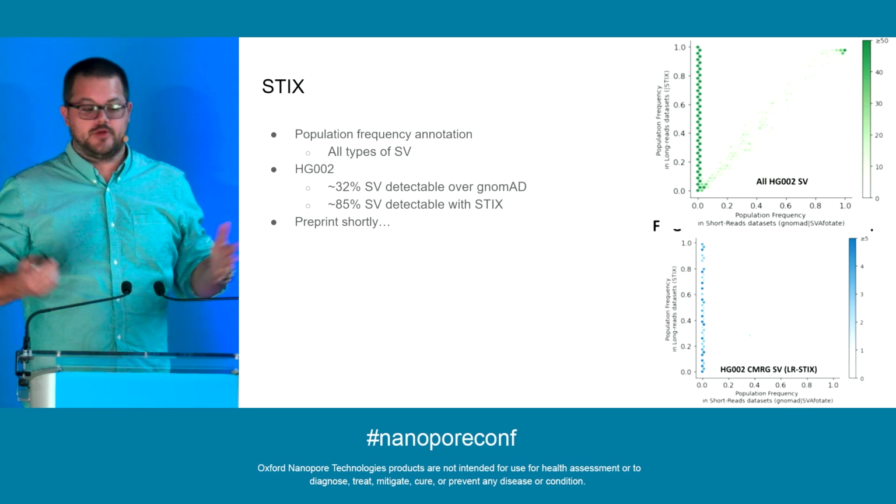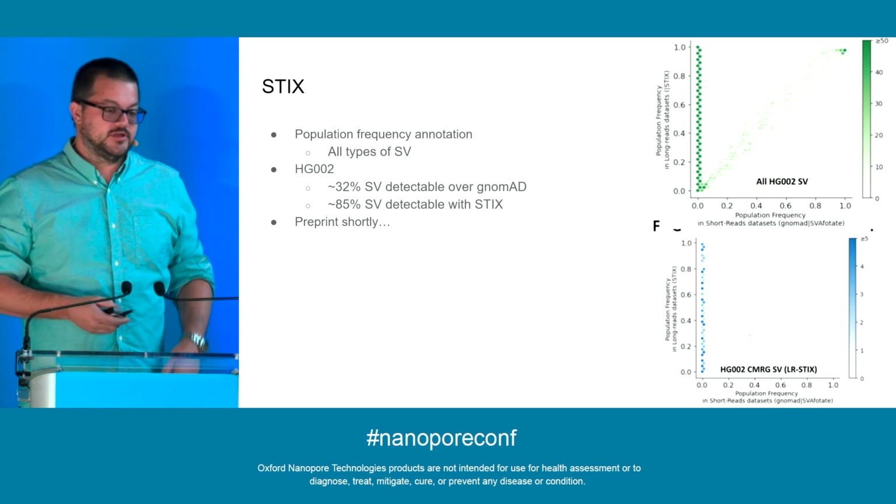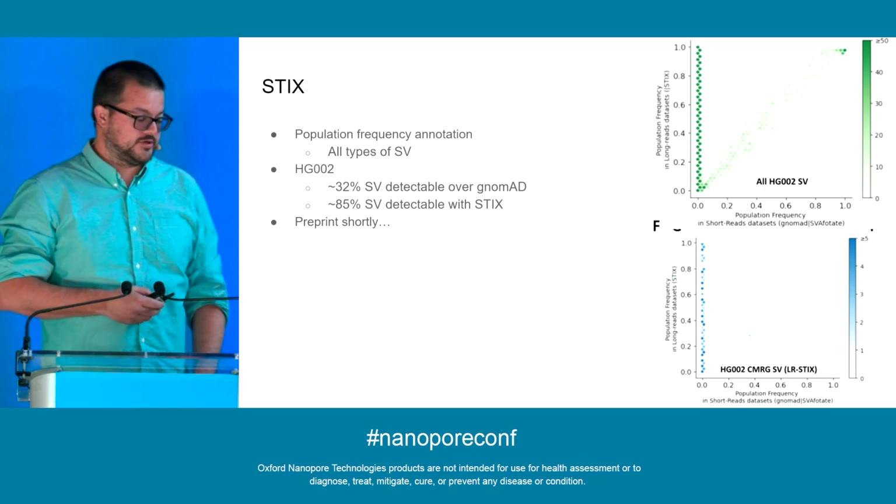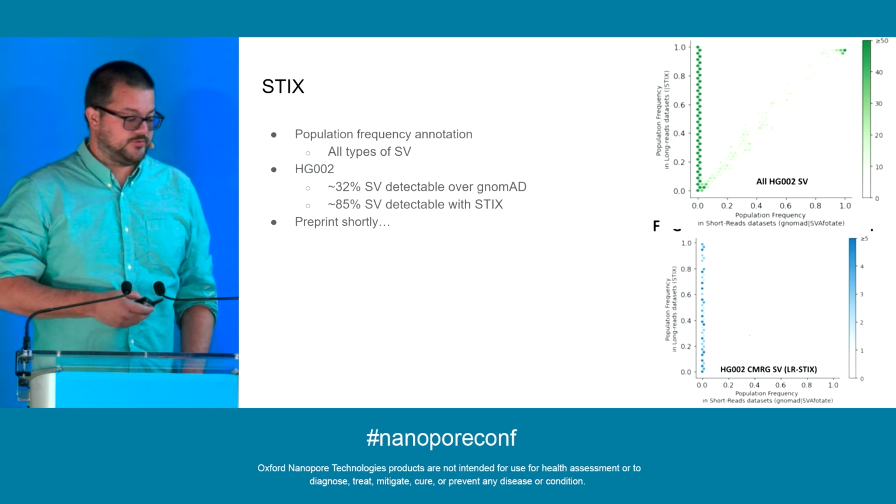And so the tool currently operates on a set of 1,100 genomes from the 1000 Genomes Project, from Danny Miller's, but also from the cohort from Austria that was sequenced in Austria. And the preprint will be out shortly.